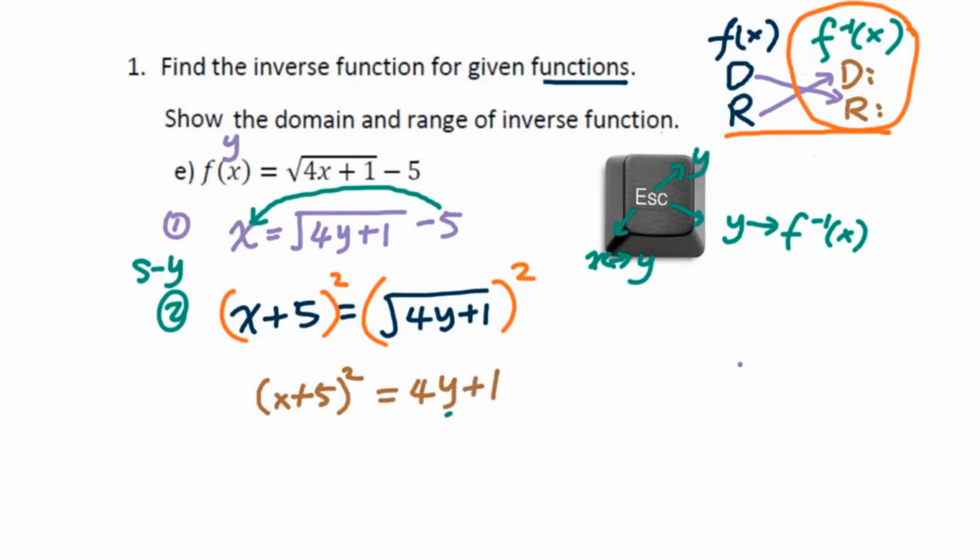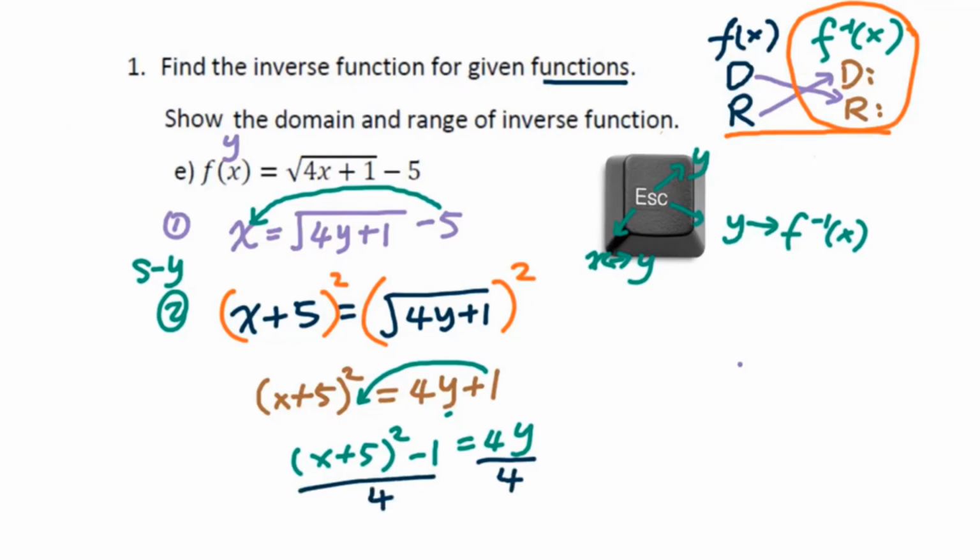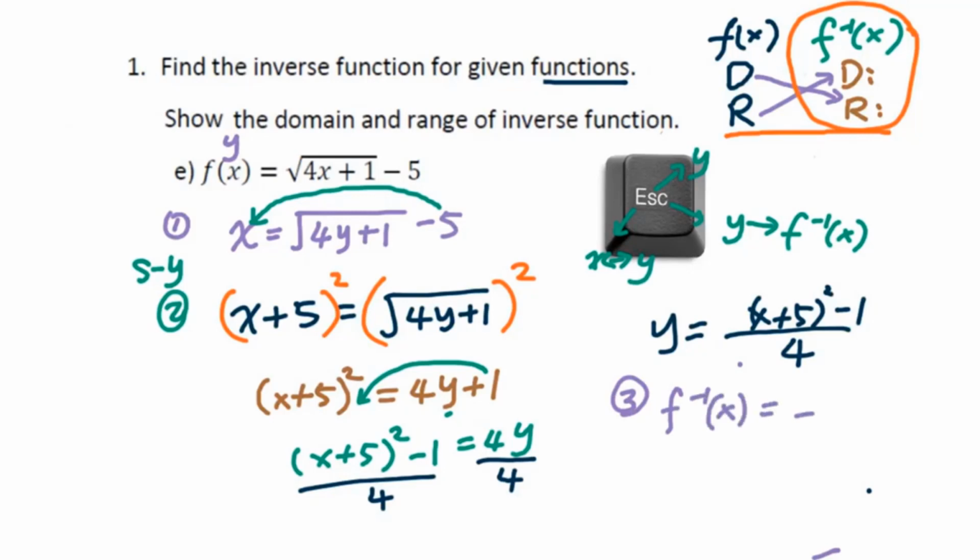Then we solve for y. This is a linear pattern, isolating y on one side. So we do (x plus 5) squared minus 1 equals 4y. Then you need to divide both sides by 4. You will get y equals ((x plus 5) squared minus 1) over 4. The last step, change y into the inverse symbol: f inverse of x equals ((x plus 5) squared minus 1) over 4.